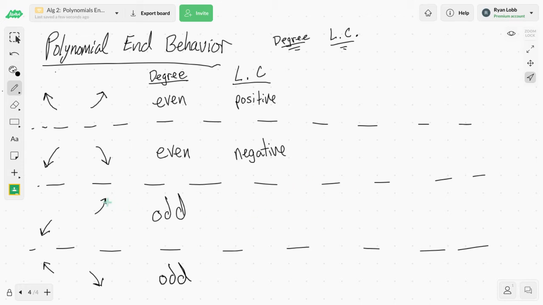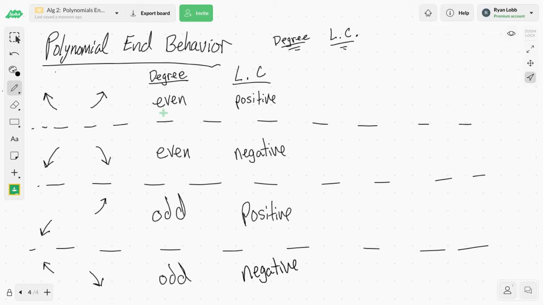How do I know if this side's going up and this side's going down, and conversely the other? It's the leading coefficient. In this case, it's positive. How do I know it's positive? The right side is going in the positive direction, going up. And then over here, this would be negative.